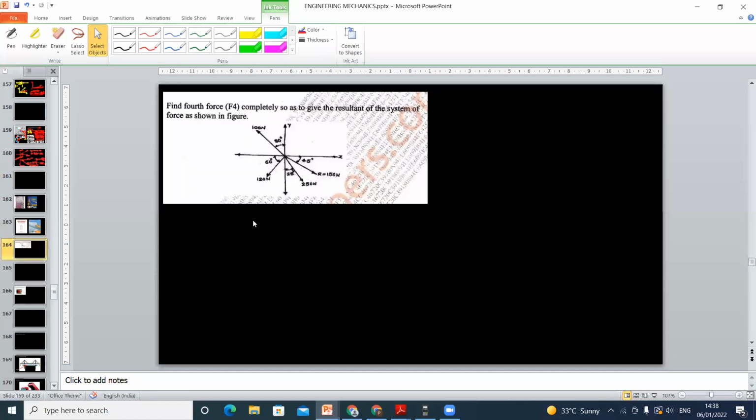Okay, so now for the next problem. Here we have to find the fourth force F4 completely so as to give the resultant of the system, which is as shown in the figure. Here the resultant is given as R, 150 Newton, and its angle is 45 degree.